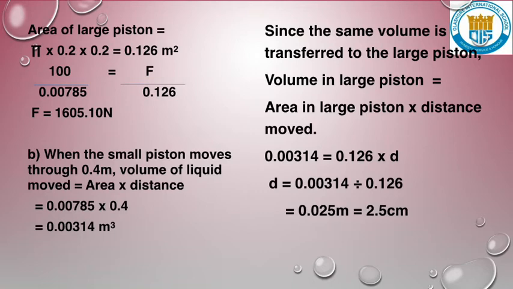Now, since the same volume must be transmitted, because when your small piston moves down with volume, the same volume will be the volume of the large piston that will be moved upwards. So the volume will be the same. So that means that the volume of the large piston will also be 0.00314 meter cube. Now we have the area of the large piston as well. That's 0.126. Then we can just find the distance moved by the large piston. By dividing the volume by the area, we find the distance, and that gives us 2.5 centimeters.